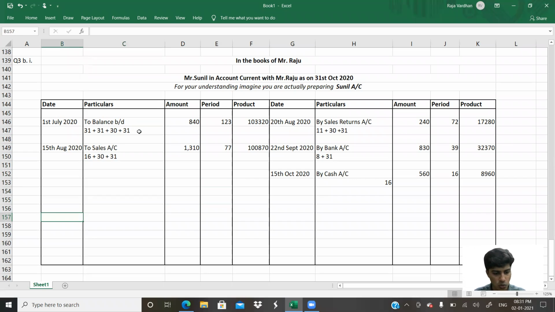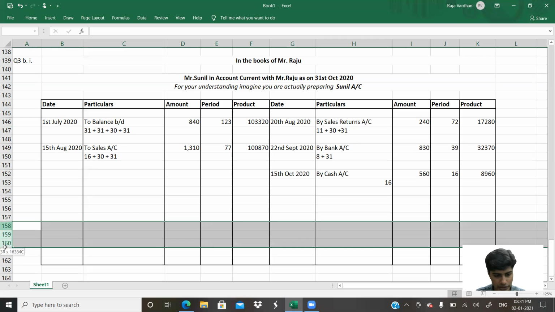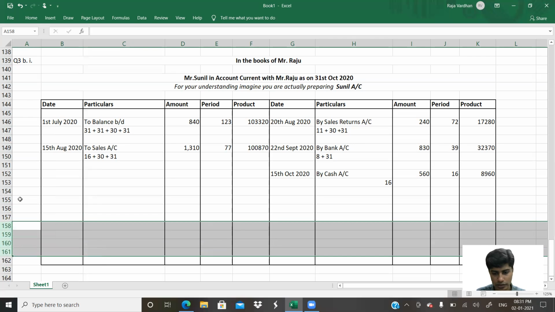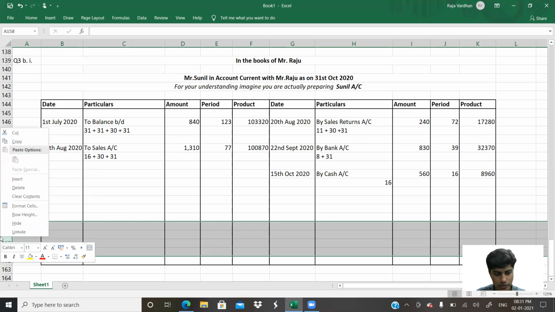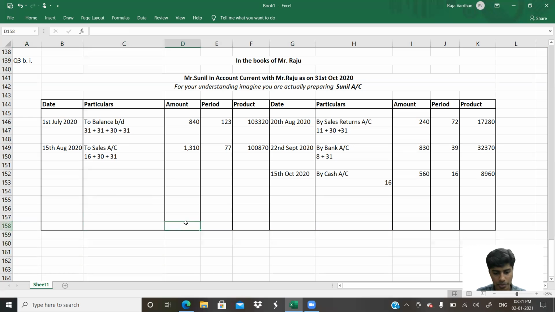So that's it. Now there's a lot of place which is actually not required. So I will clear it. I will delete it here. Yeah. Now I'll put total.